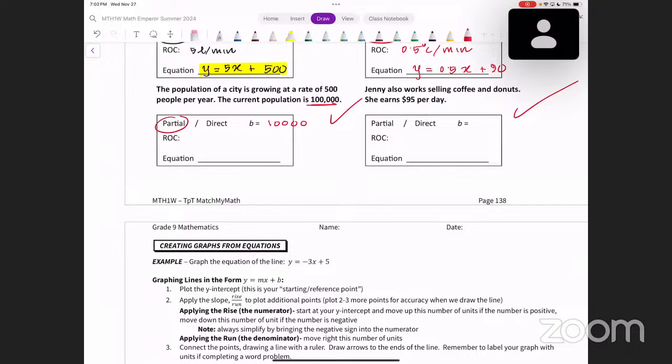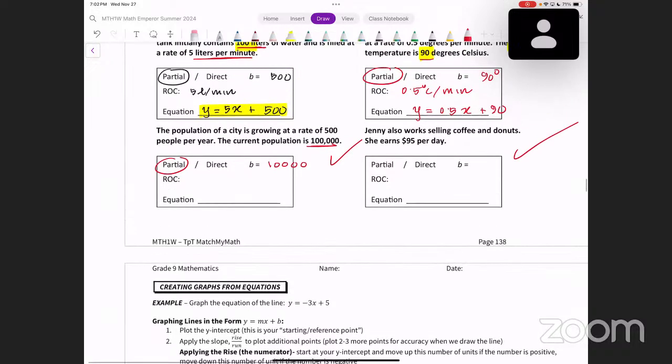Akshara, what is the equation? What's the rate of change? Rate of change, 500. Can you tell me the equation? How's it going to look? y equals 100,000 plus 500x. Pretty good.